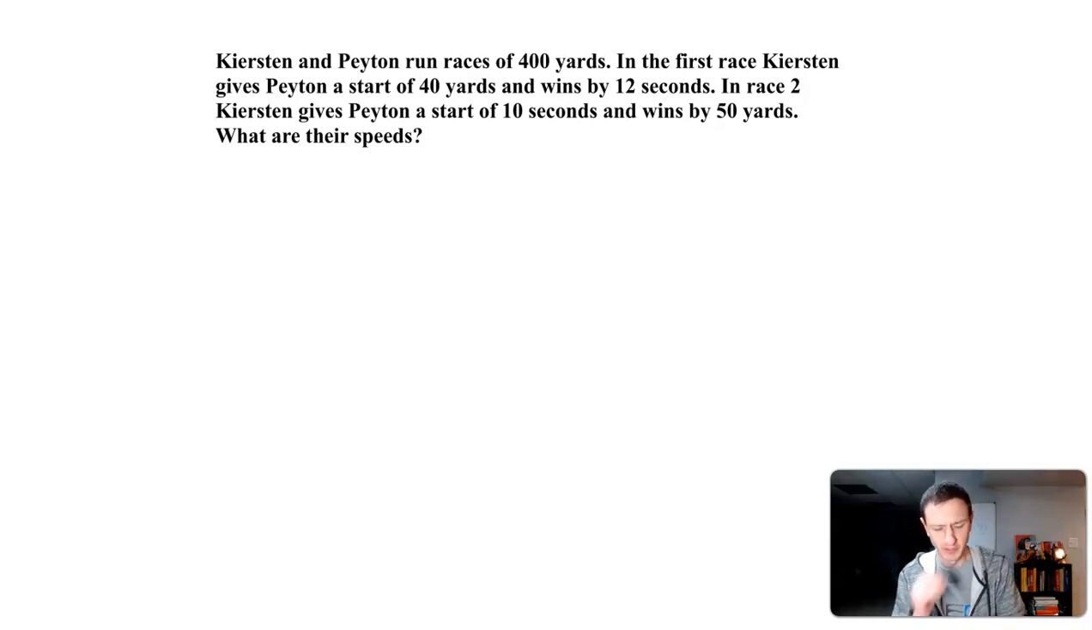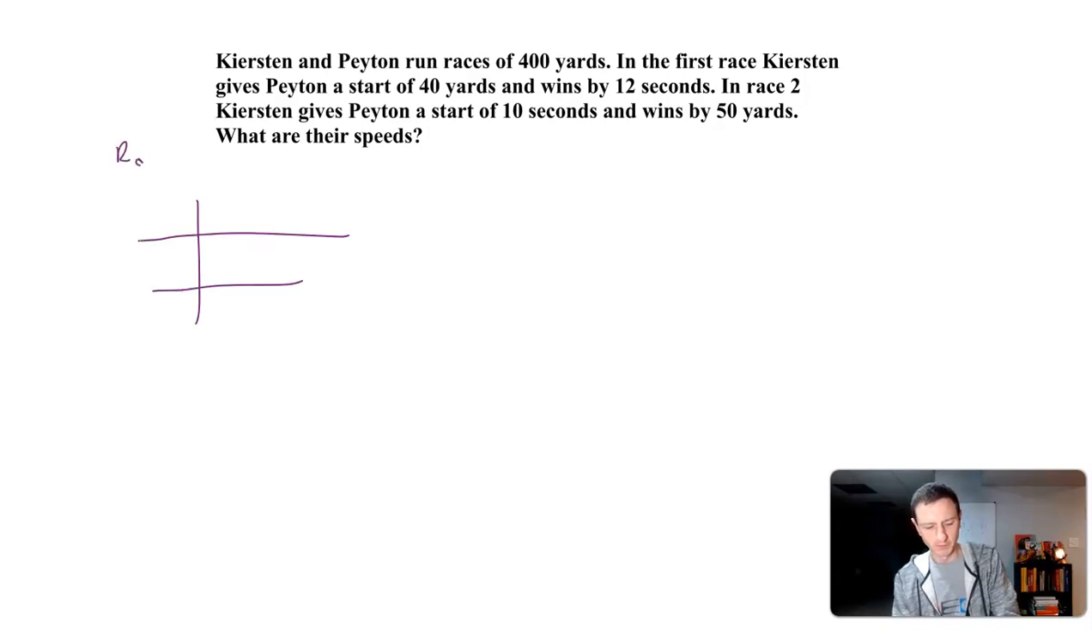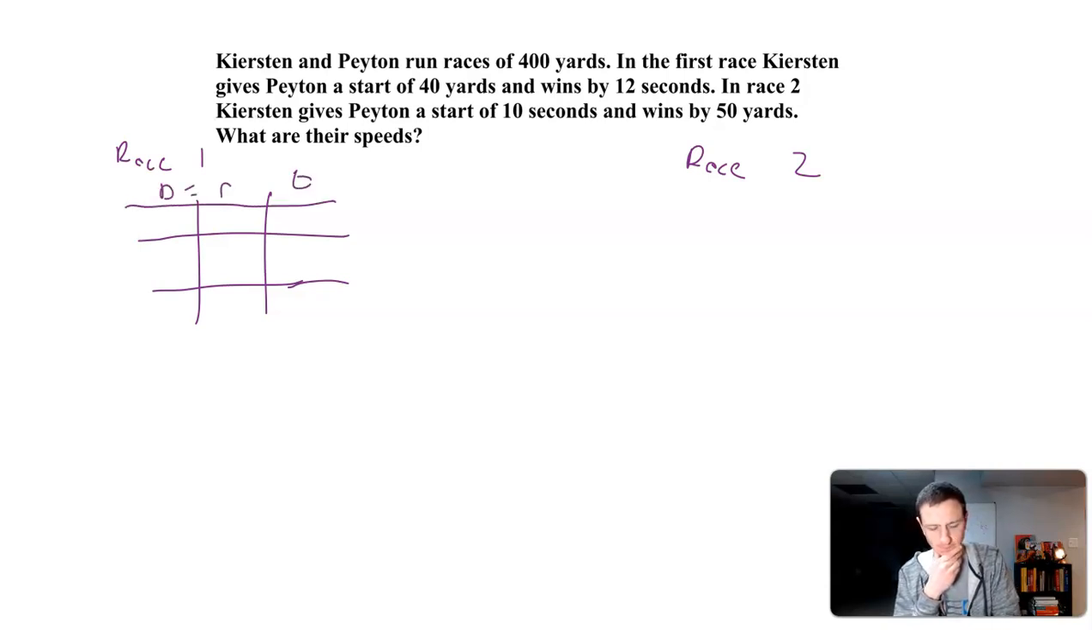it is kind of weird, because we have this scenario where they're running a race of 400 yards. Let's just break this down. So race 1, and then we have a second race here. We have two different pieces of information. So in race 1, Kirsten gives Peyton a start of 40 yards. So we're going to use distance equals rate times time.